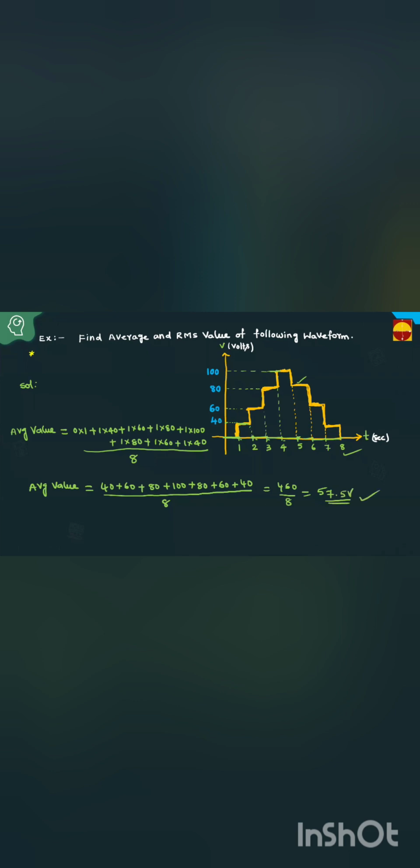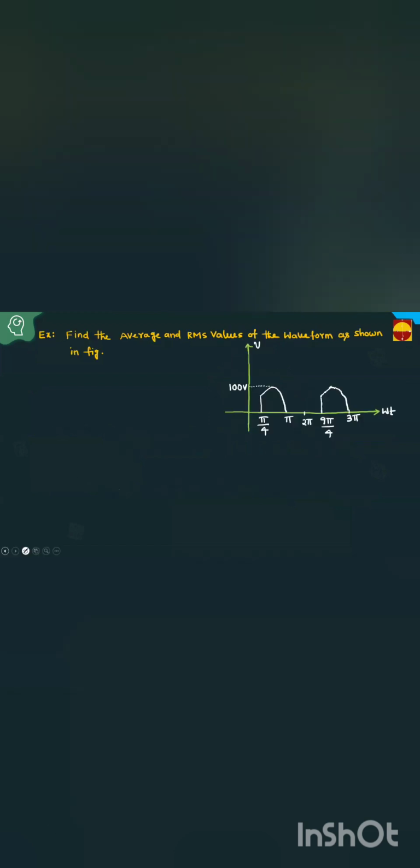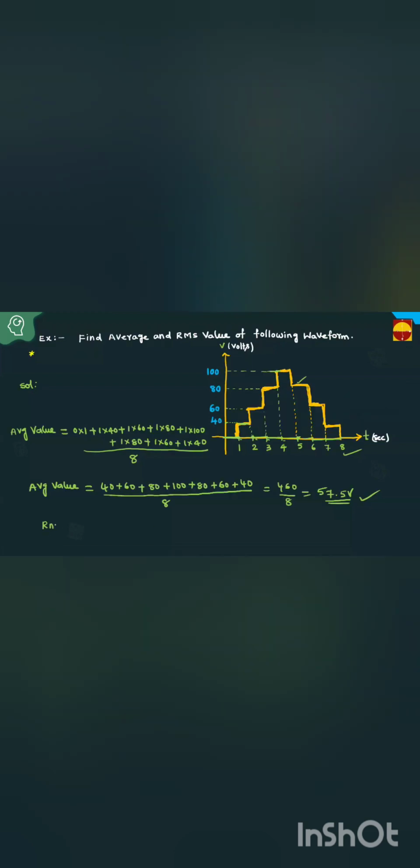How to find RMS value? RMS is nothing but root mean square. Root mean square. Square the mean value. Root mean square. Mean square and square root. Shall I write like this? RMS value equal to, how can you calculate RMS? Simply you can do the calculations. RMS value: square root, square all these.